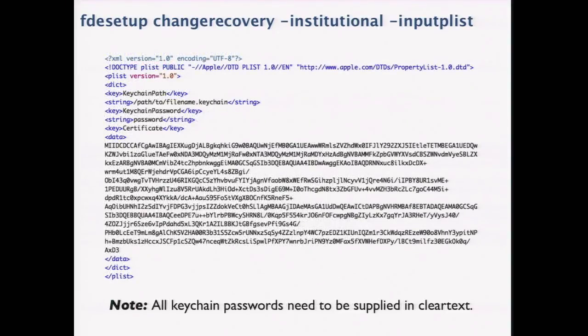You can also use a plist which references a keychain containing the public and private key of the current institutional key. So for the keychain path, you'll need to provide that file path to the keychain as the plist value. For the keychain password key, you'll need to provide the password that unlocks that keychain. And in the certificate key, you'll need to provide the public key data for that new institutional key.